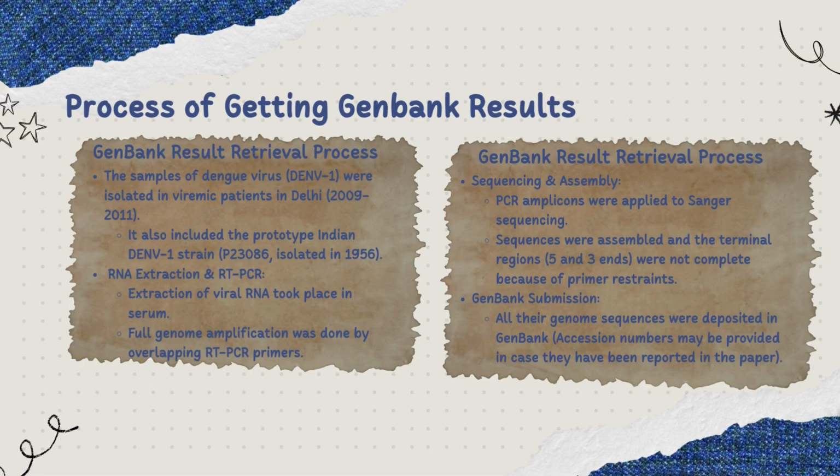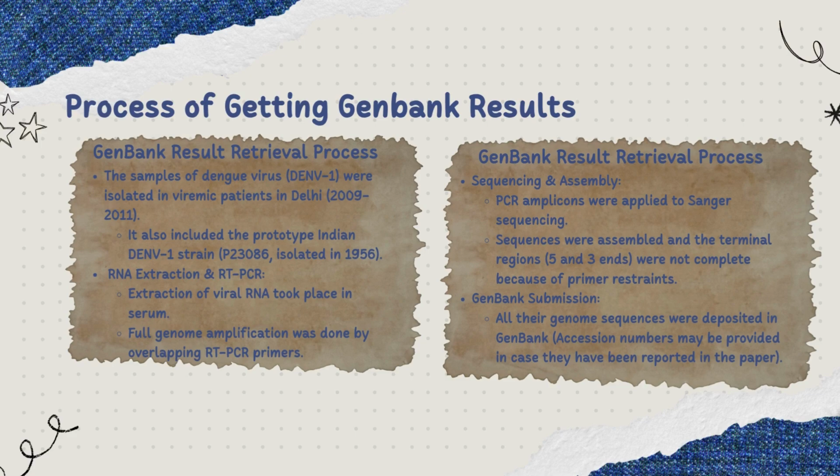In this study, researchers analyzed dengue virus DENV1 strains isolated from viremic patients in Delhi between 2009 to 2011. Importantly, they also included a historical reference, the prototype Indian DENV1 strain from 1956, P23086, to compare how the virus has evolved over decades.